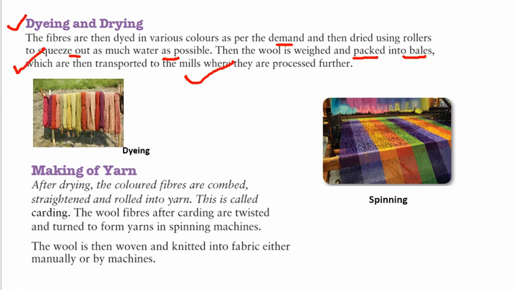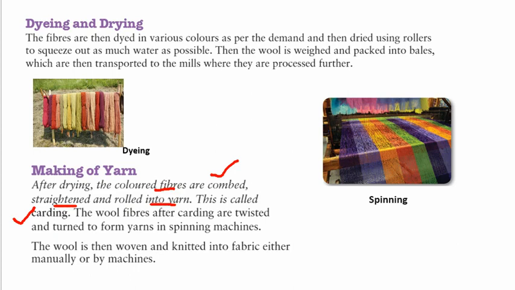Okay, and the last process is the making of yarn. Here, after the drying method the colored fibers are combed. Yes, so the colored fibers are combed, straightened, and rolled into yarn, and this is called the carding process. Carding means all the fibers are combed, then straightened, and then rolled on. That is called the carding process.